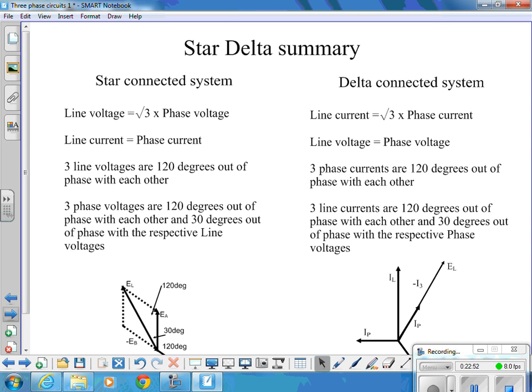In delta, line current is √3 times the phase current, line voltage equal to phase voltage, three phase currents are 120 degrees out of phase with each other, three line currents 120 degrees out of phase with each other, and they're 30 degrees out of phase with the respective phase currents. That should be currents, not voltages. I think I should have put currents there.